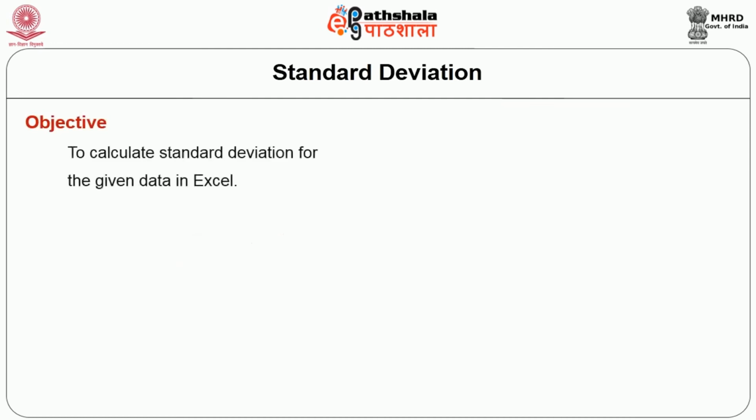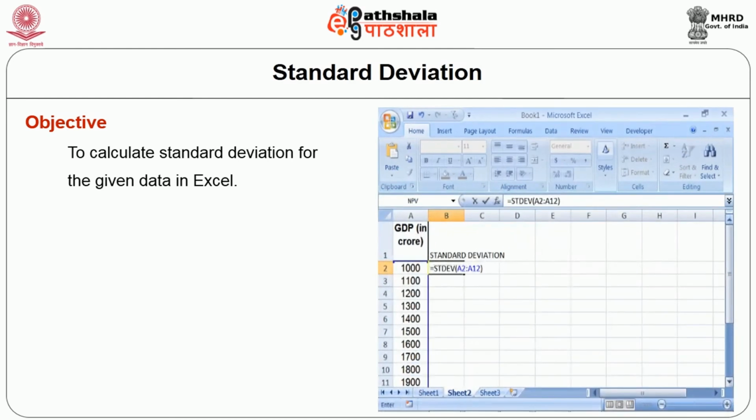Then standard deviation. We can calculate the standard deviation in Excel for the following data. Objective: to calculate standard deviation for the given data in Excel. Procedure: enter the data on GDP in Excel, enter the variable name as gross domestic product in A2 cell, calculate the standard deviation for the given data by using the formula STDEV, open the bracket, A2:A12, press enter.